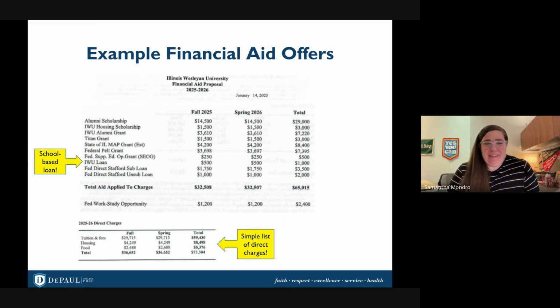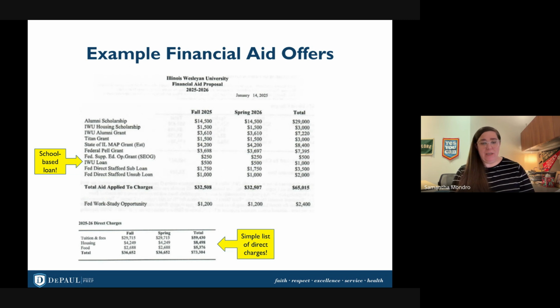So this is an example from Illinois Wesleyan for a pretty current award letter that students are receiving. And notice how very pared down this is. The previous award letter, the sample that Ms. Kaushal just walked us through, had all these really wonderful parts that help you calculate, but this award letter is very simple. It's just listing all of the different things you see: an alumni scholarship, a housing scholarship, alumni grant, a Titan grant, a MAP grant, a Pell Grant, an FSEOG grant.